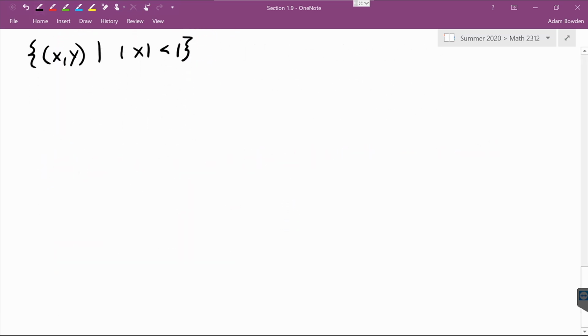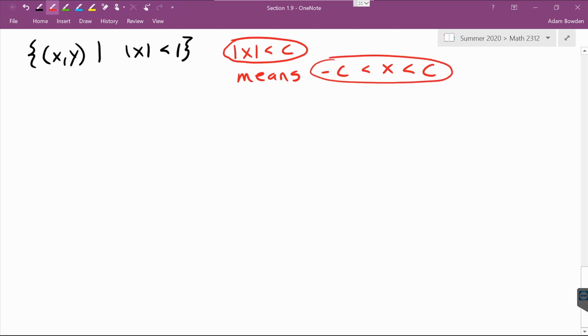Now if we look at this example for this set of x comma y, where the absolute value of x is less than 1, let's see what that represents here. Well, for this one, if we use the absolute value of x is less than a number, then what that's going to mean is that -c is less than x, less than c. The difference of this one between what we did in the last thing was this is a less than rather than a greater than. So when you have an absolute value less than a number like c, it turns into this thing here. So that's what I'm going to change the set into.